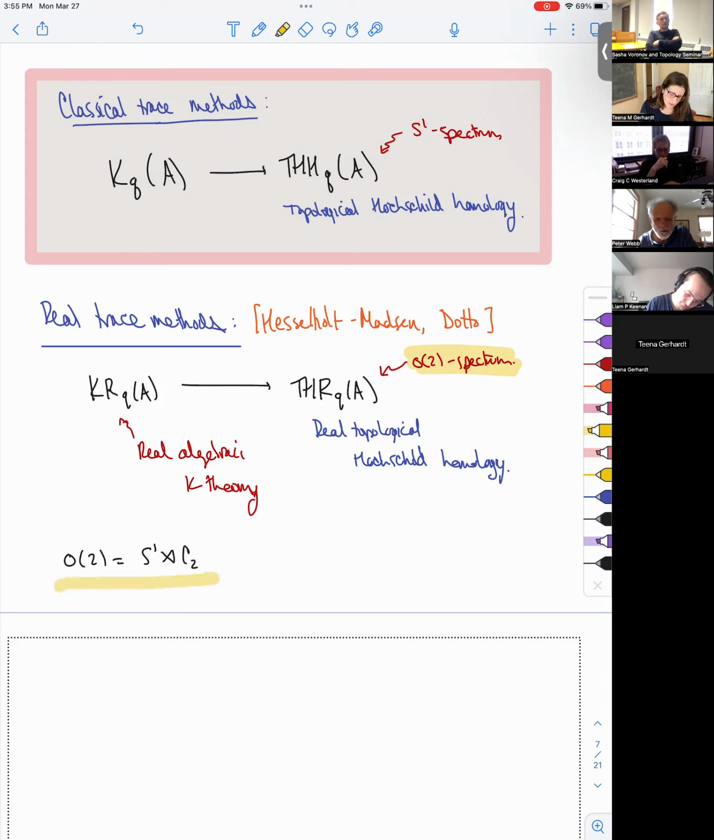And just a note here, because it will be relevant momentarily, is that the orthogonal group is the semi-direct product of S1 and C2. And so that's maybe to convince you even now why you might think that it would be equivariant for the orthogonal group: THH was S1 equivariant, and now this involution is somehow incorporating a C2 action into everything. And so I claim that what happens is we get an O2 equivariant spectrum.